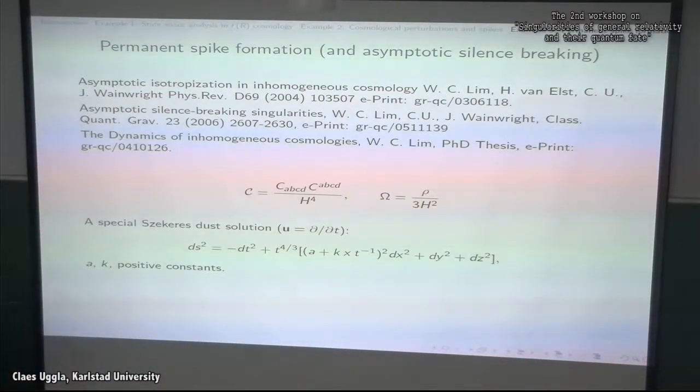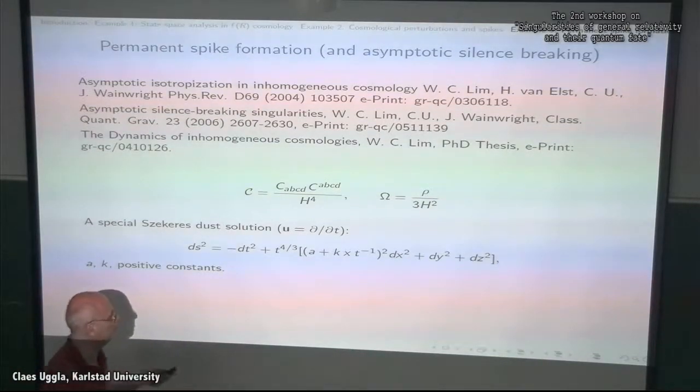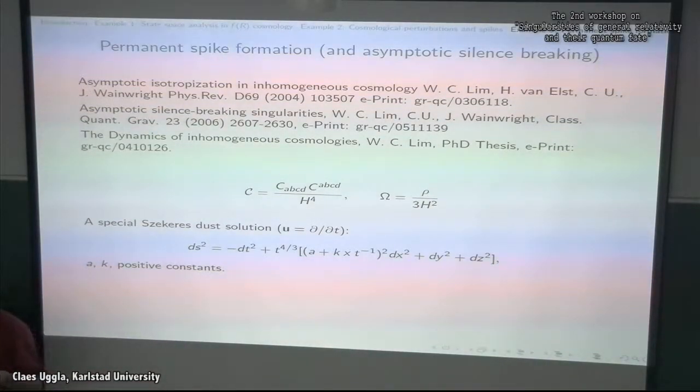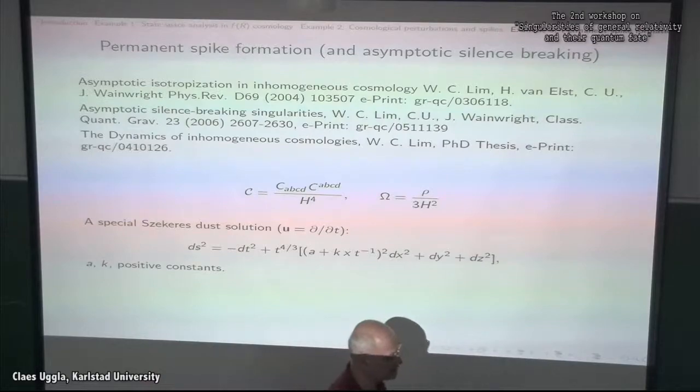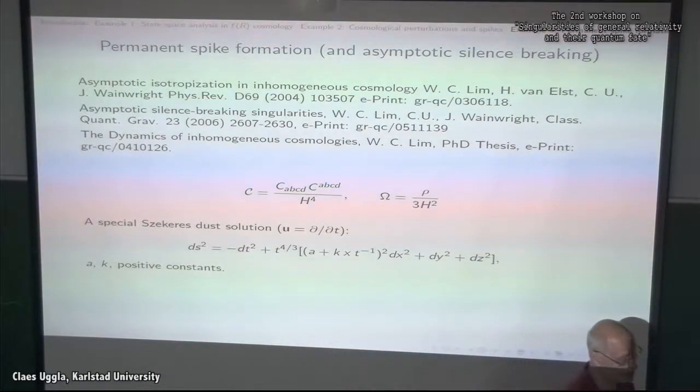The first paper, where we started to address this general problem, was in 2003 with George Ellis and Henk van Elst. It's called the Past Attractor in Cosmology, where I introduced this asymptotic silence business. But it's interesting also to see how asymptotic silence can be broken. We were forced to distinguish different concepts. Asymptotic silence turns out to be necessary but not sufficient for BKL.